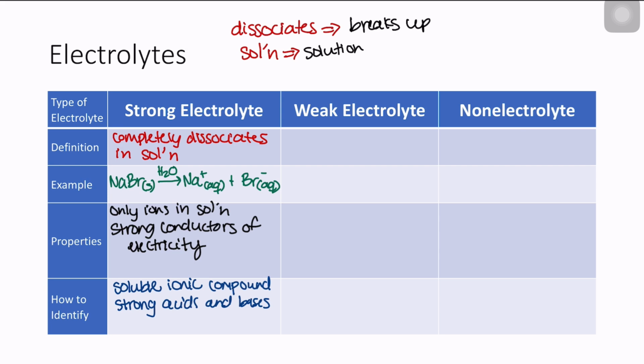All right, let's look at our weak electrolyte. So a weak electrolyte partially dissociates in solution.